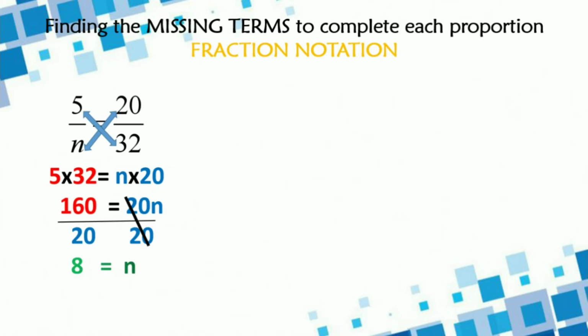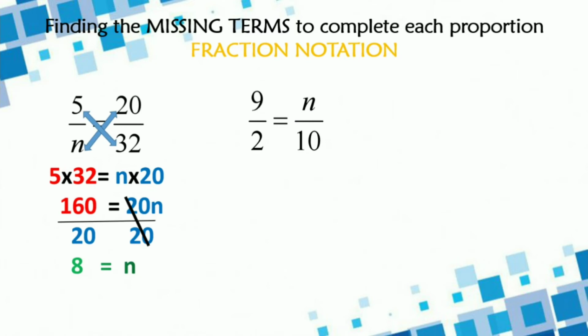Okay, so, you can check the answer by substituting the value of our n dun sa ating original equation. Magiging 5 is to 8 na siya is equal to 20 is to 32 and then test kung proportion yung ating equation. Okay, so let's have another example.